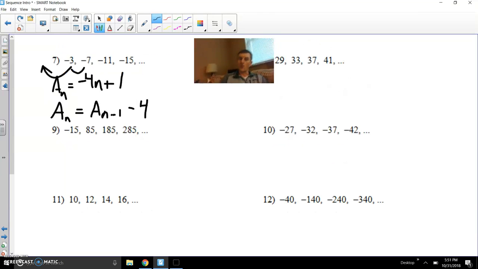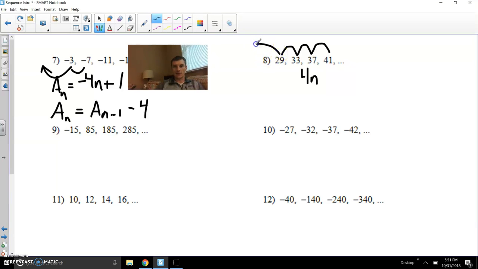So let's try another one that is arithmetic. For example, this one seems to be adding 4 over and over and over. So that common difference of 4 is going to have an n with it, with multiplication. And then if I could just go back in time for a second to see, well, what number would have been in front of 29? So instead of adding 4, let's subtract 4. And 29 minus 4 is 25.